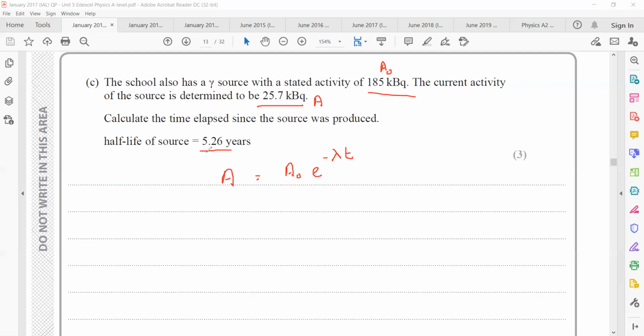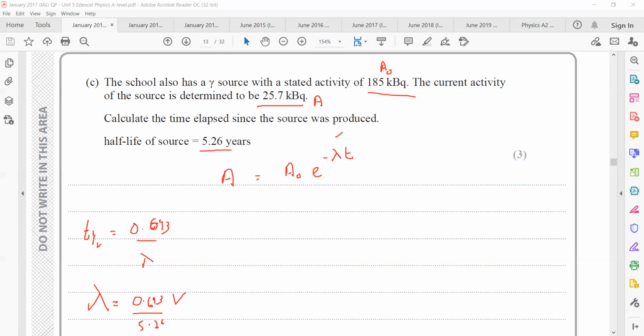The formula which relates the half-life and lambda, the decay constant, is half-life equals 0.693 divided by lambda. So what we need first is lambda. The half-life is given as 5.26 years. So lambda will be equal to 0.693 divided by the time interval, which is 5.26. That will give us the value for the decay constant.